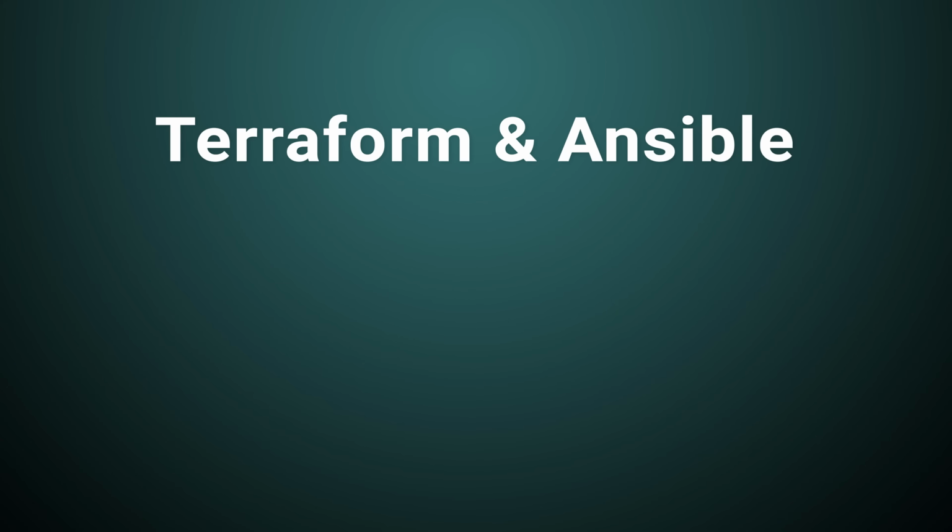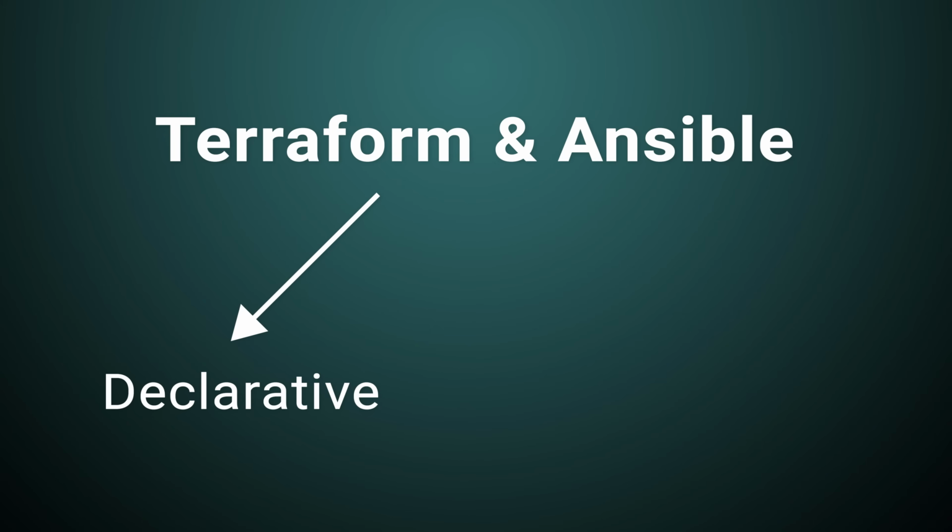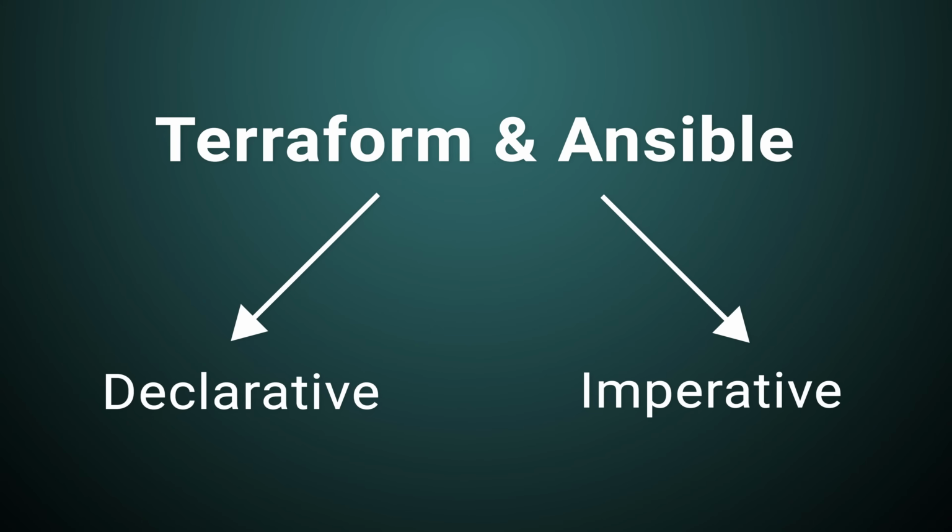In that example, Terraform is declarative, while Ansible is imperative. Terraform creates infrastructure components, and Ansible manages the configuration of those components, right down to the commands that need to be executed to bring a component to its desired state.